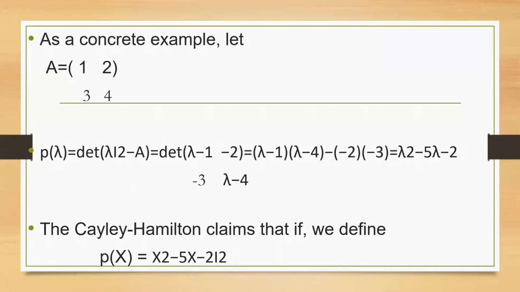Now continuing in the third point, the Cayley-Hamilton theorem claims that if we define P of x is equal to x square minus 5x minus 2 times the identity matrix, where the identity matrix is of size 2 by 2.